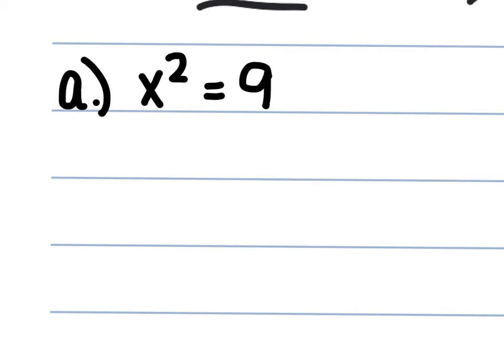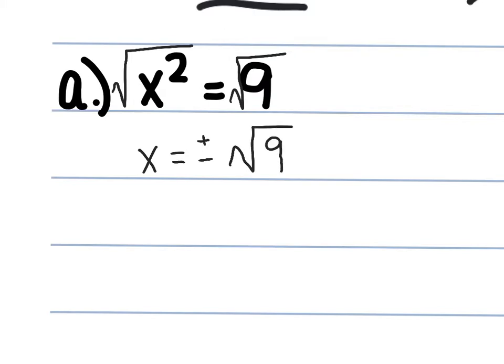Square root of x squared. Good. We need to take the square root of both sides. But when you take the square root of both sides, you need to make sure that you add plus or minus, because it could be two different numbers.